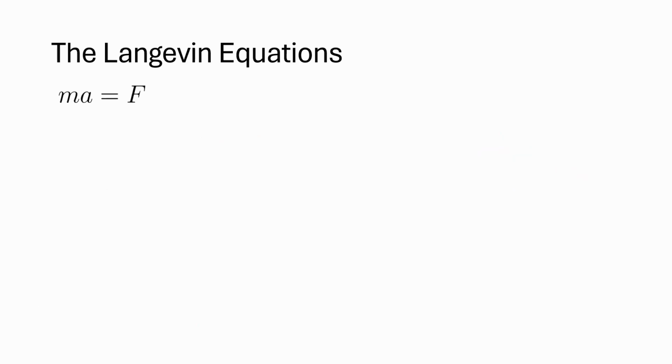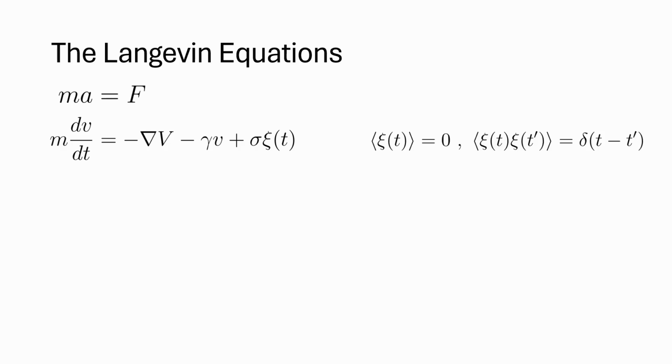We're going to write it as ma equals F, and then we plug in all the different forces I just talked about. So acceleration, remember, is the derivative of velocity. We have the gradient of our potential energy. We have this viscous drag term, as well as this random forcing term. So just mentioning again the properties that I mentioned before: zero mean, and it has this delta function correlated noise.